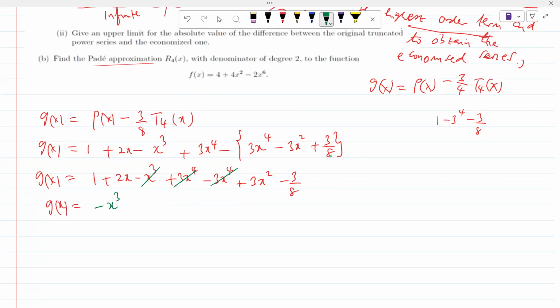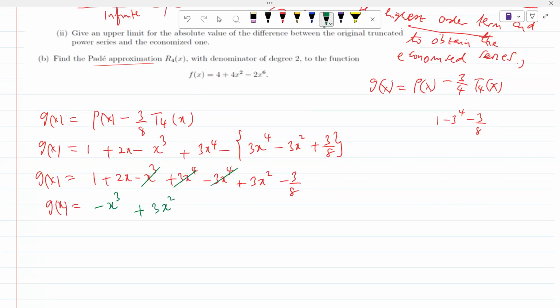And then we get to the quadratic term, which is plus 3x squared. So we have 3x squared here, and it's positive.